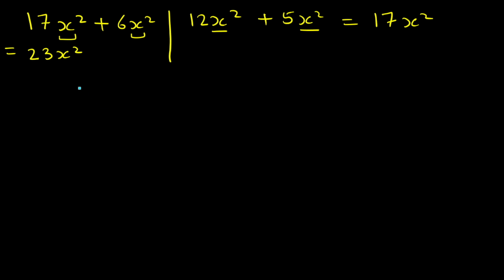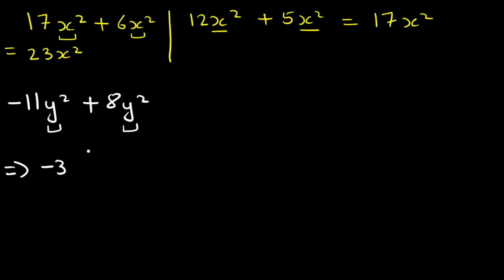Okay, so this time we have a negative number in the beginning. So we have negative 11y squared plus 8y squared. Since the like terms are y squared, we will add the numbers, negative 11 plus 8, which is negative 3, and the like term at the end, y squared.